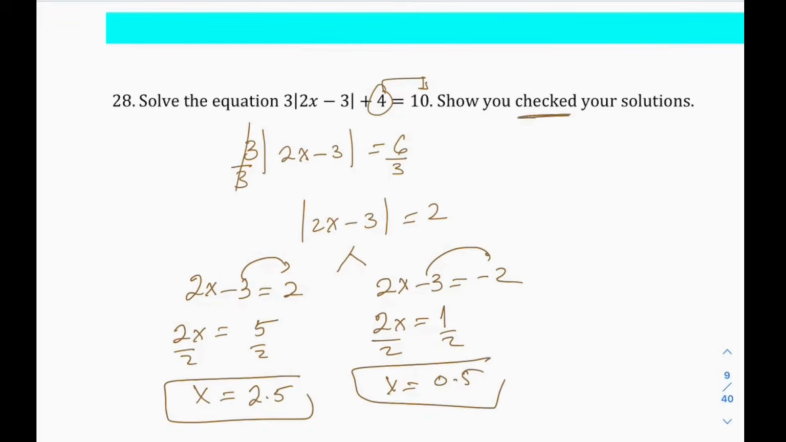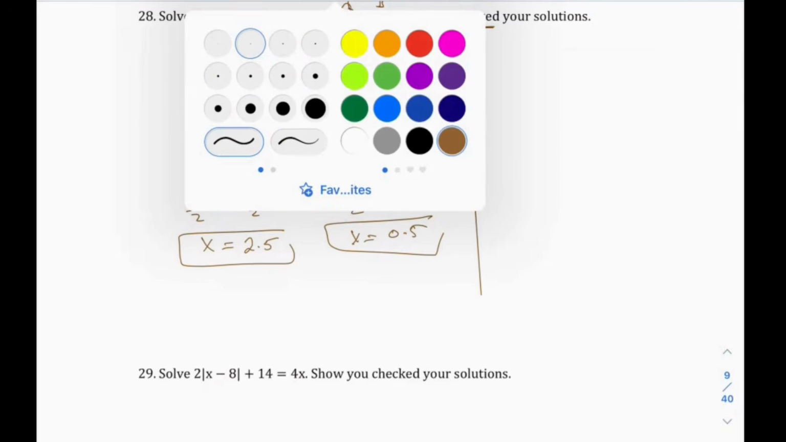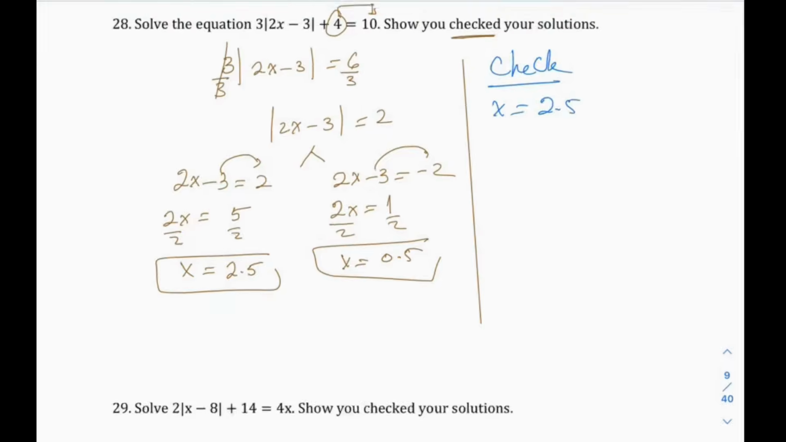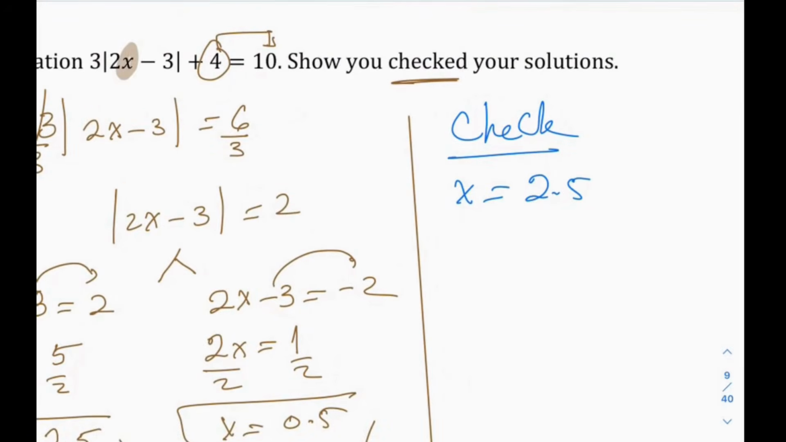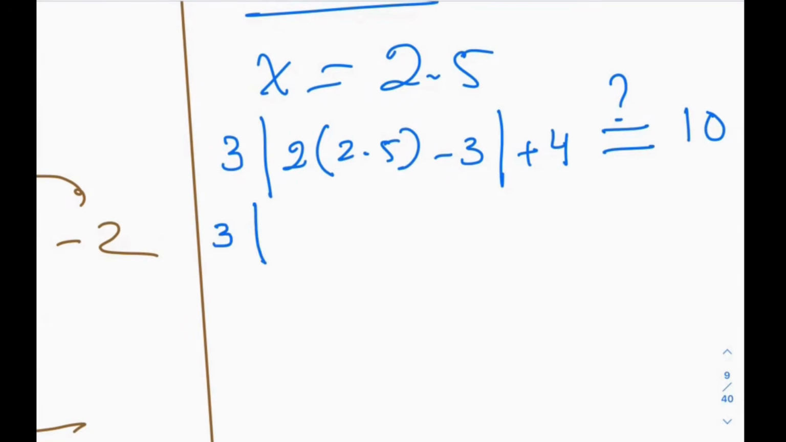Now he's asking you to check. How can I check? Checking is replacing the values that you have found. Checking the first one, which is 2.5. So we will replace in the original equation. So we'll put 3, absolute value of 2, I replace x by 2.5. And I will check whether or not it's equal to the other side, which is 10. Let's do it. Calculator can help you, guys, to find out.